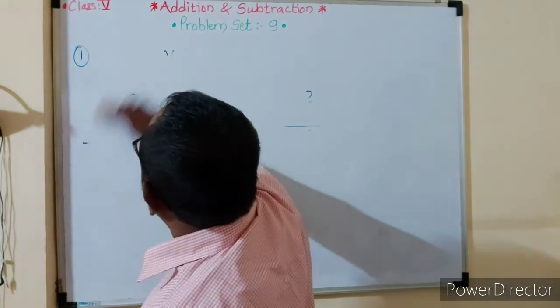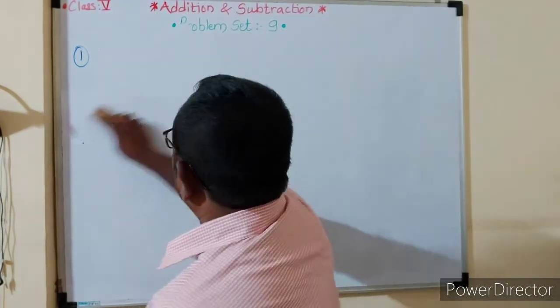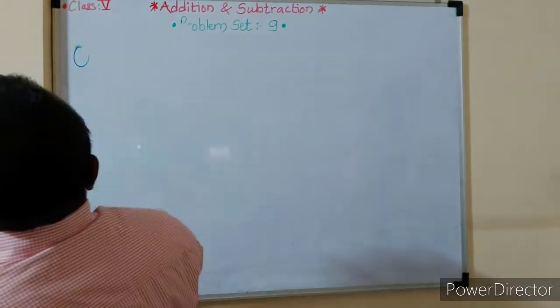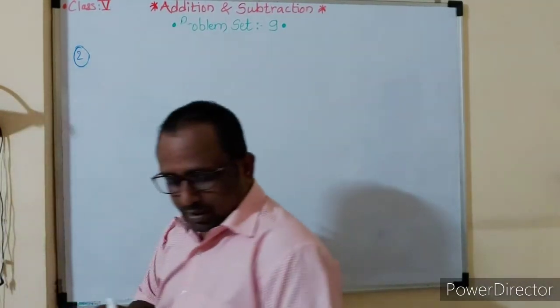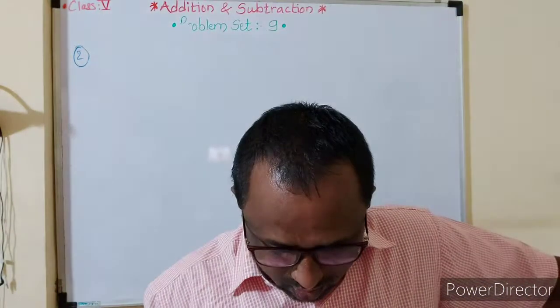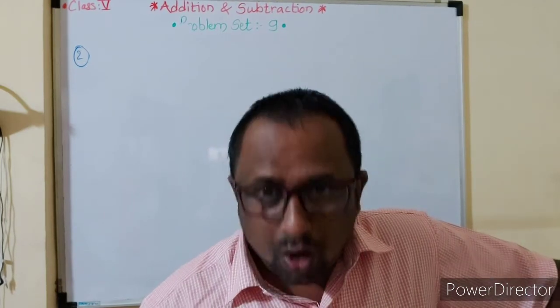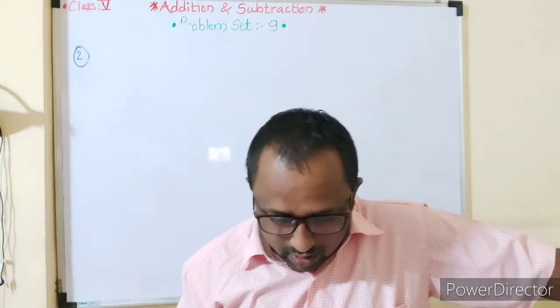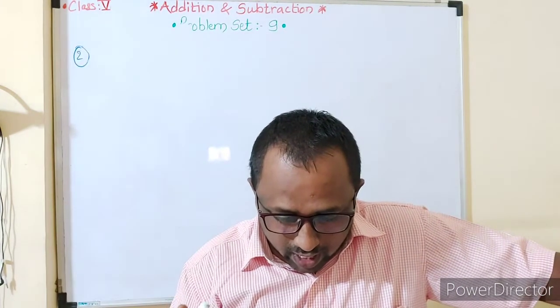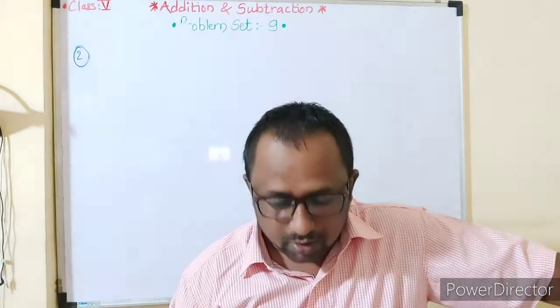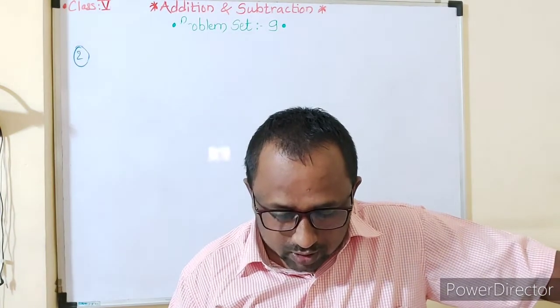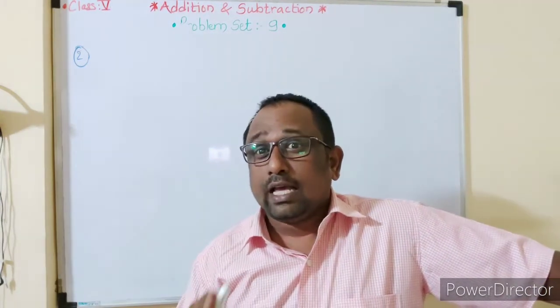In the second example, a little bit different here: what will be the sum of the smallest and the largest 6-digit number? Here we have to add the smallest 6-digit number with the largest 6-digit number.